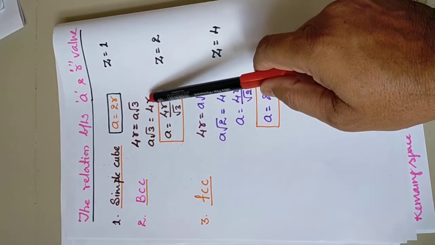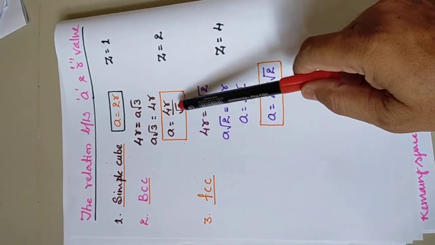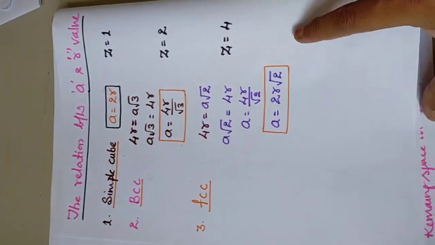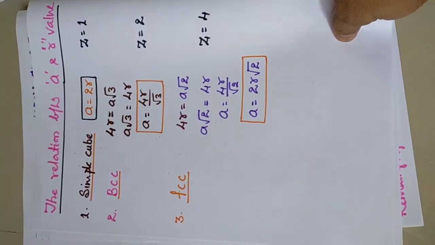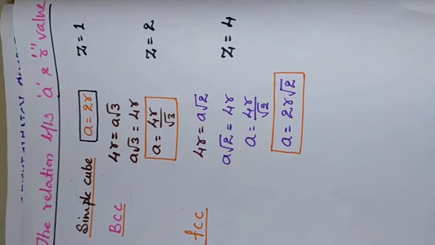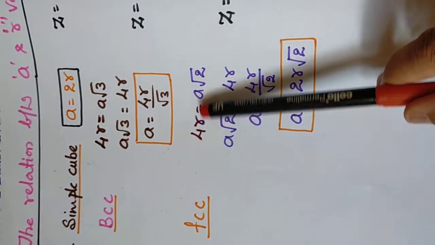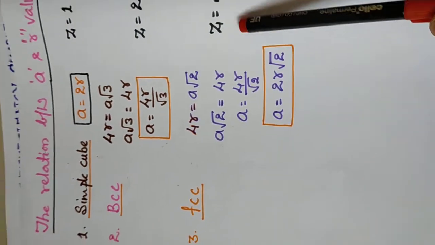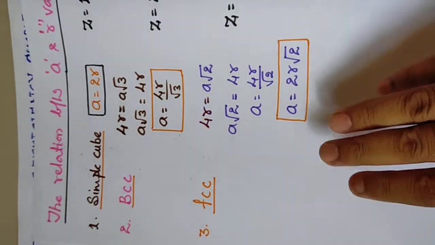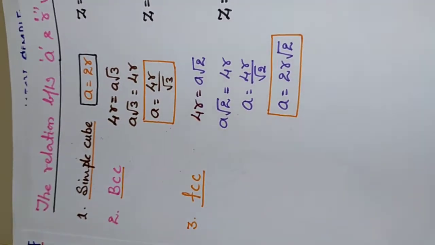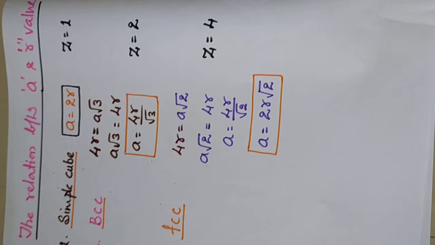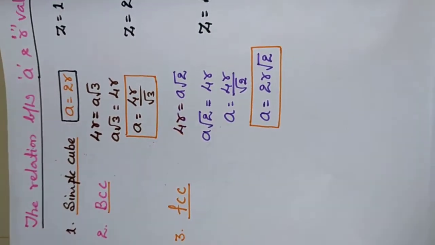A root 3 is equal to 4r. Then what is the value? a is equal to 4r by root 3. This is in BCC. But in FCC, 4r is equal to a root 2. Then a root 2 is equal to 4r, so a is equal to 4r divided by root 2 when z is equal to 4. So this is another question for the examination. It will come as a 2 marks question. Just go through the values, how they are going to be different.